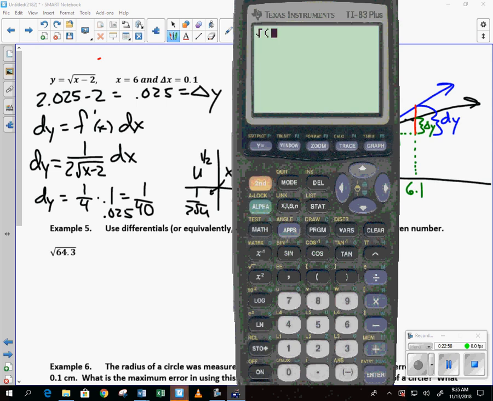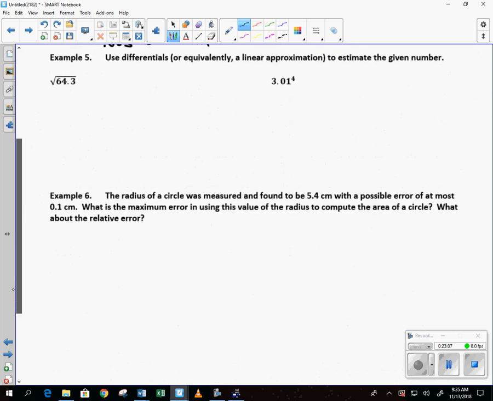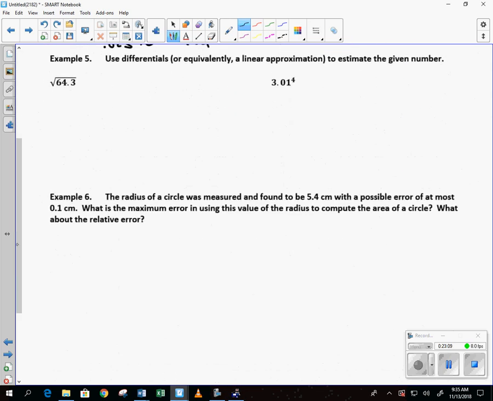Now we took the square root of 6.1 or 4.1, excuse me. You can see that 2.0248. So excellent. Good work. Yes.